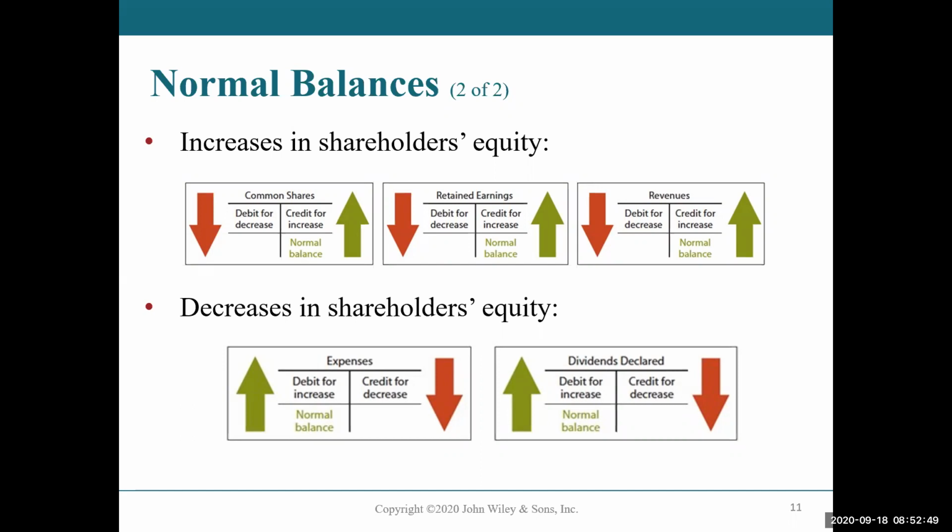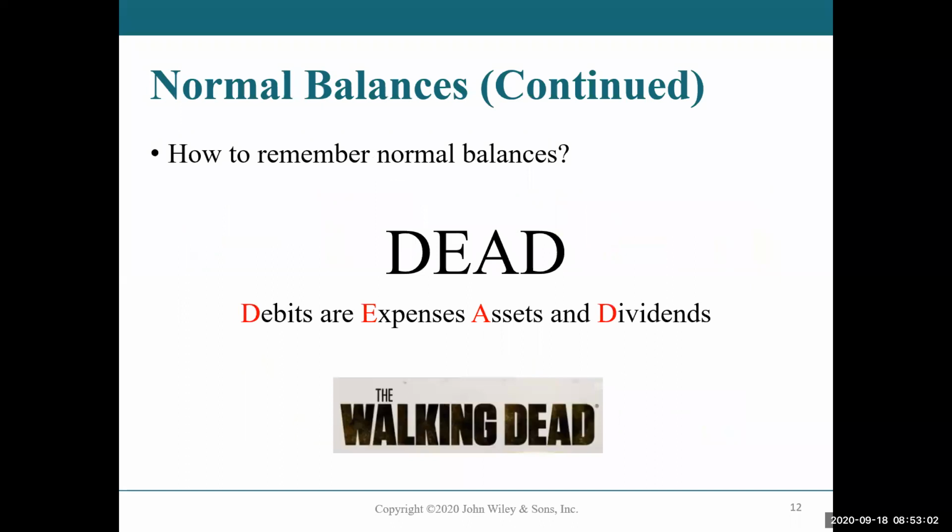On the other side, we have the dividend account. The normal balance for a dividend account is debit. If you want to bring that down, you credit the account. Now that is a lot of information to remember, to see what accounts have a normal balance of debit and what accounts have a normal balance of credit.